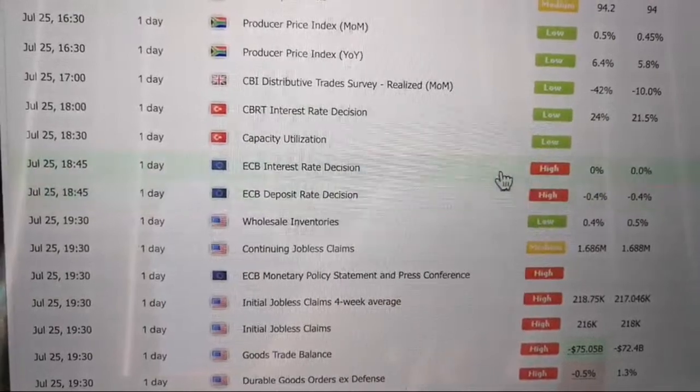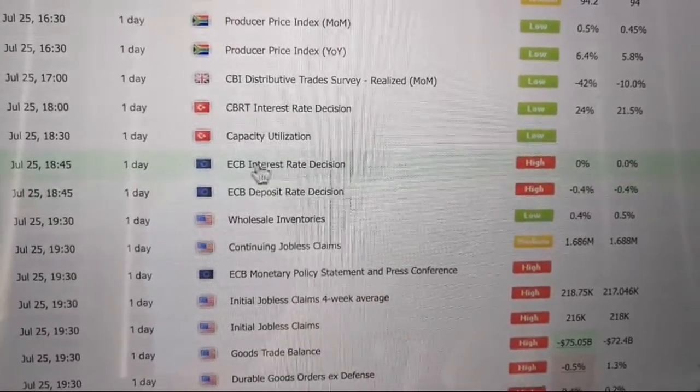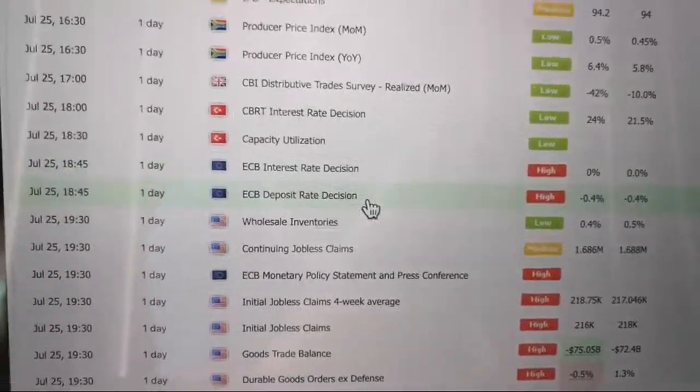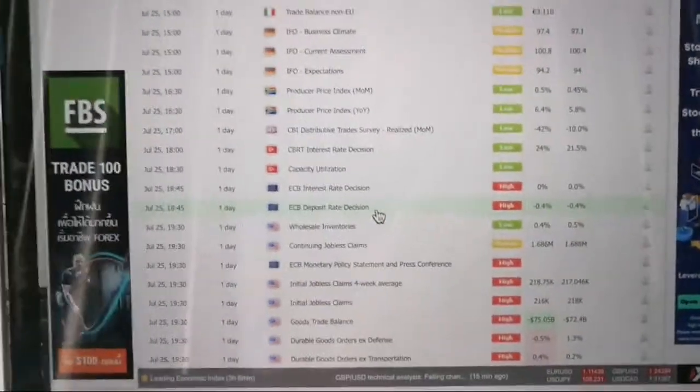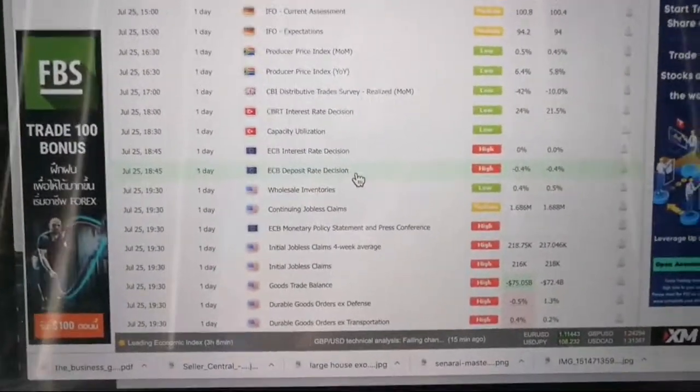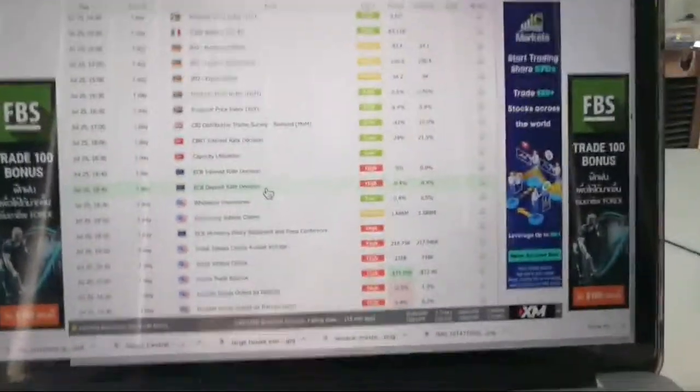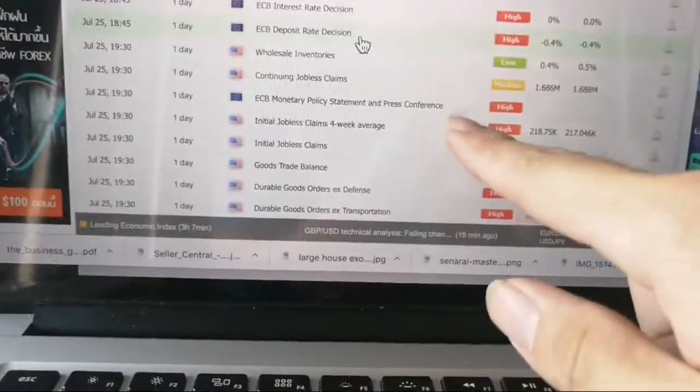That's going to be tomorrow, the ECB interest rate and deposit rate decision. So there are already some talks about lowering the interest rate to increase the consumer spending. It's going to be a policy statement and a press conference. Here are some of the things to look out for.